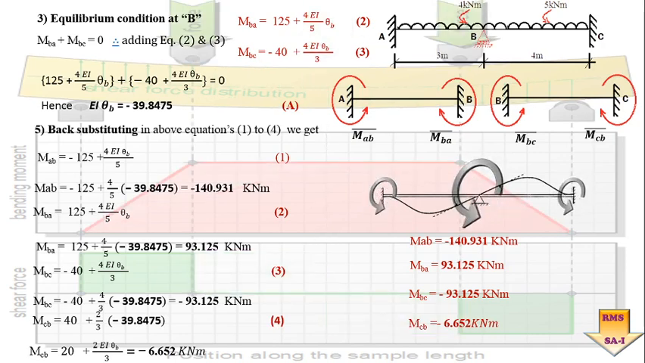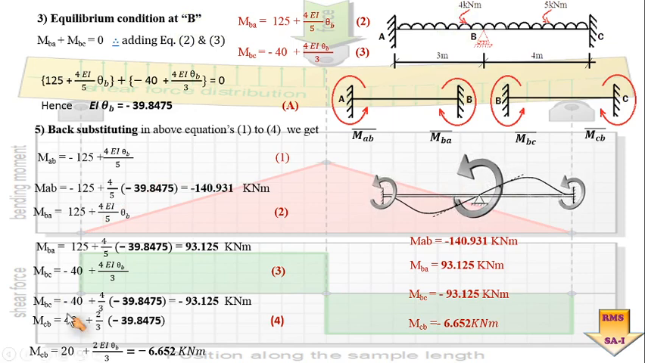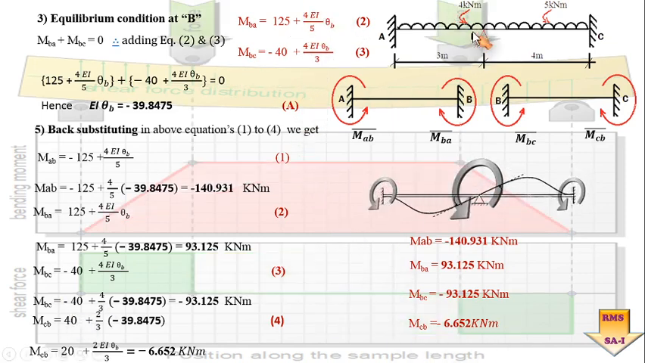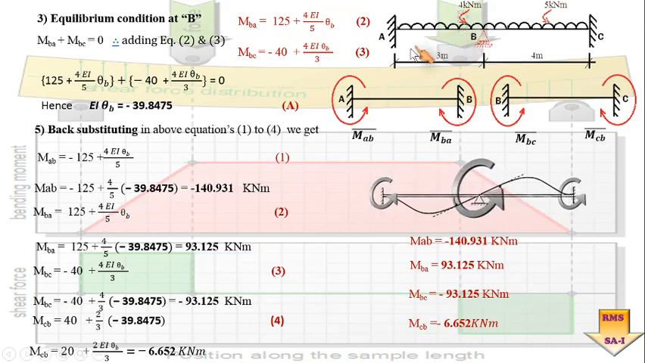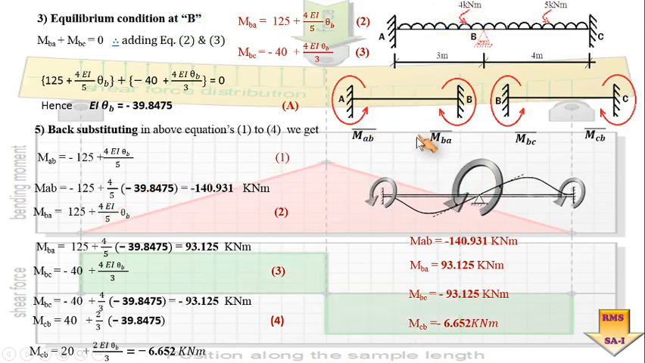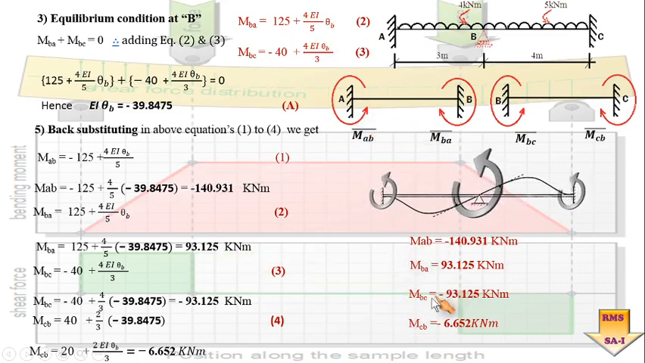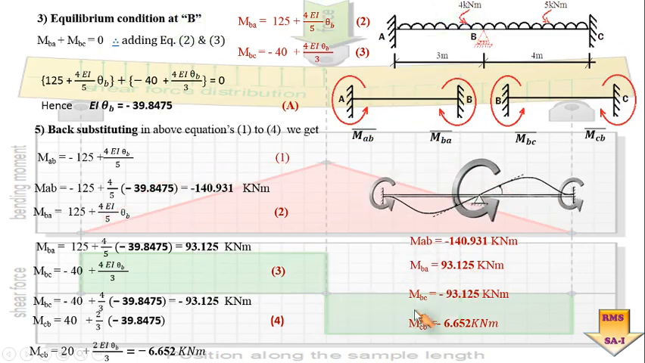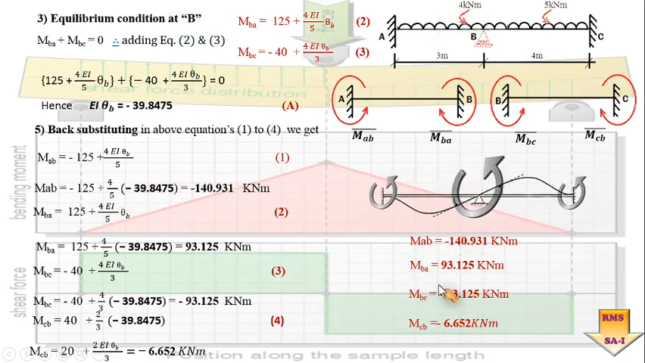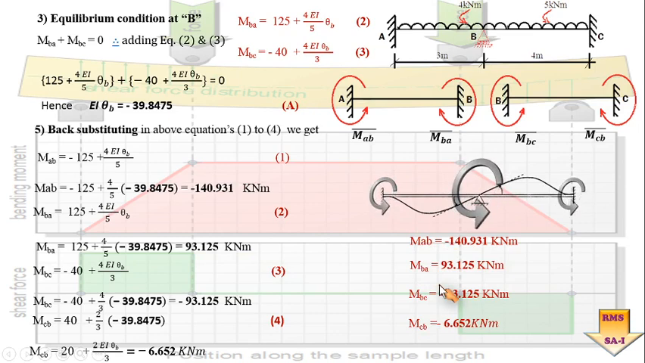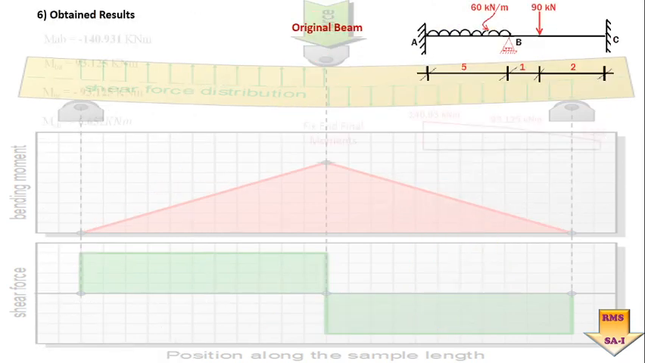Similarly, MCB we have worked out, that is equal to minus 6.652 kilonewton meter. So these are the various moments happening due to the effects on this particular beam. One effect was due to the applied loads and the second was due to the displacements occurring at the various points. So these are the final moments, and all these final moments are to be utilized for further analysis.